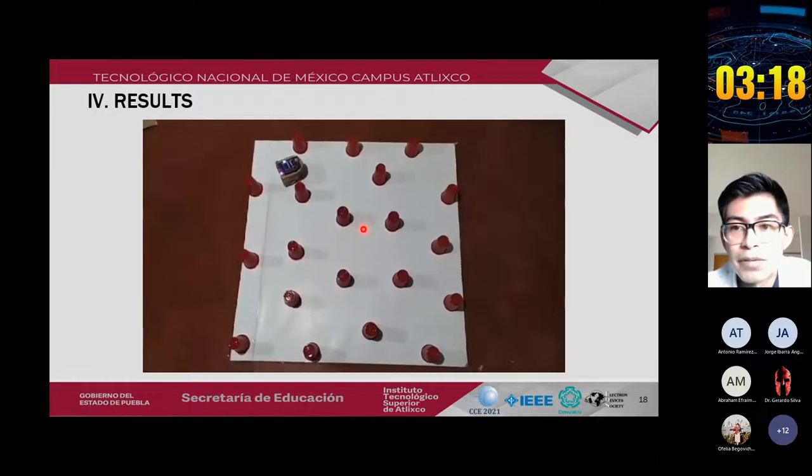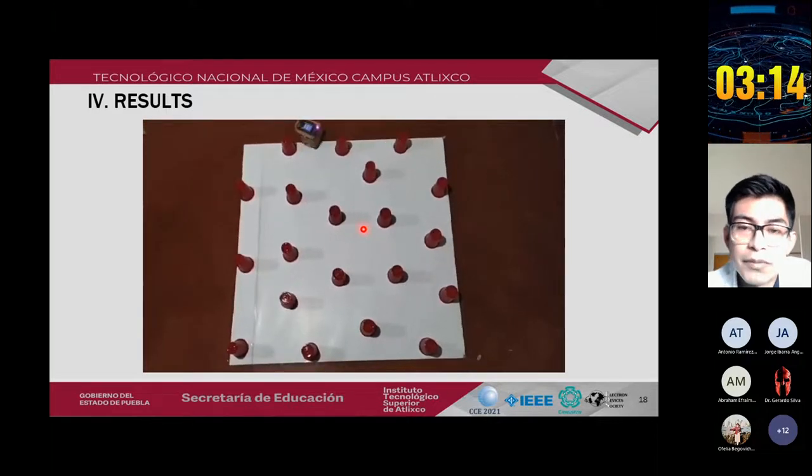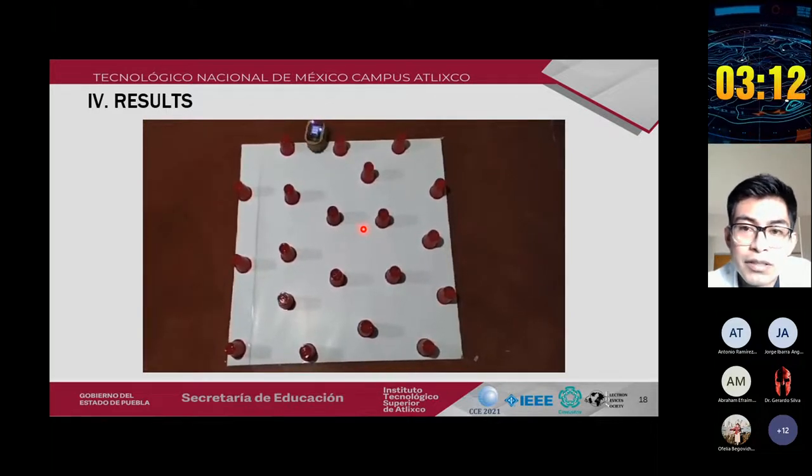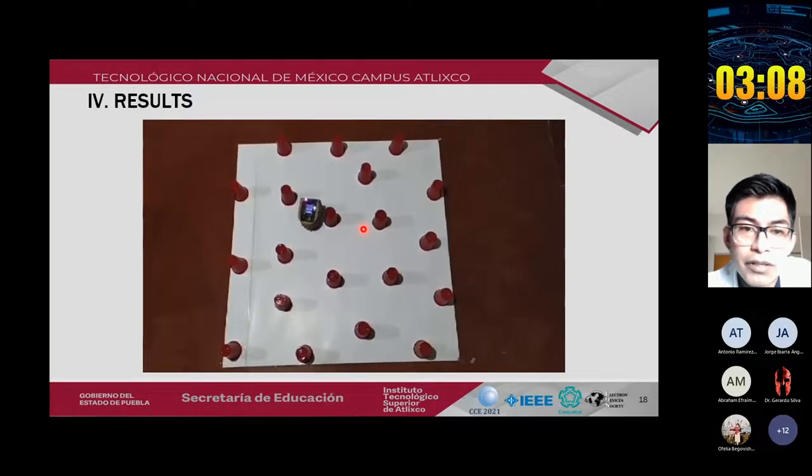This video shows the behavior of the robot. We emphasize that the behavior of the robot is reactive, so it moves within its environment without following a defined path.